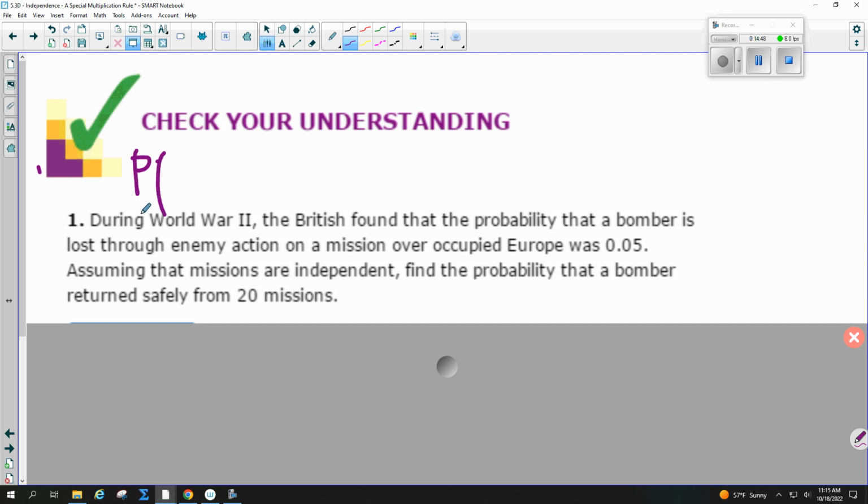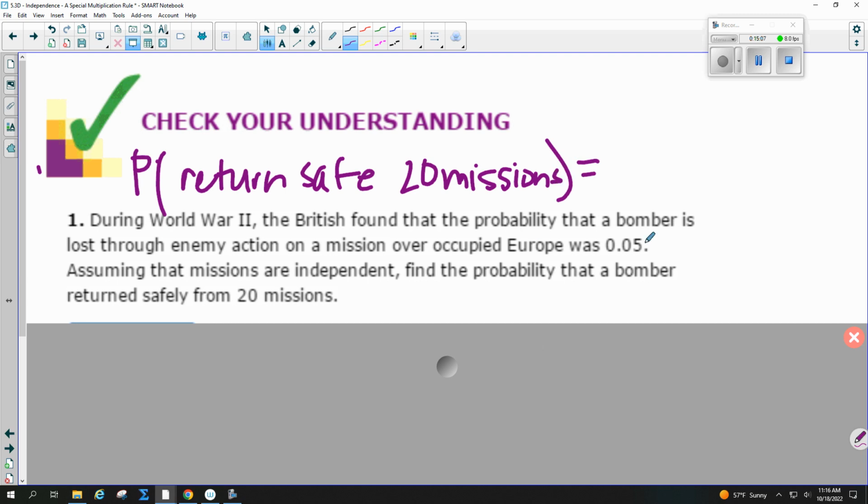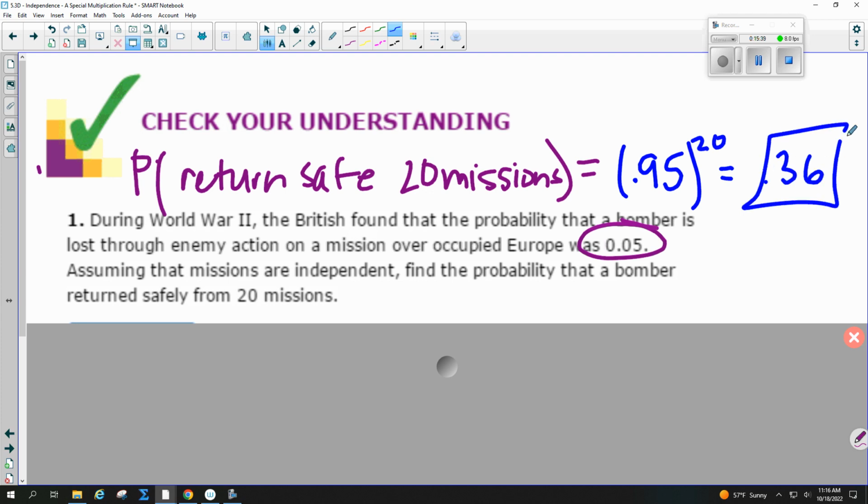So we want to return safely from 20 missions. You could write safe and safe and safe 20 times, or you could just say probability return safe 20 missions equals. What's this 5% again? The probability they do not return safe. So what's the probability they return safe? 95%. That's the probability they return safe from one mission. Then we would want the next one, and the next one, 20 times. So it would be 0.95 to the 20th, which is actually only a 36% chance. So don't fly during World War II 20 times when your chances of not returning are 5% each time.